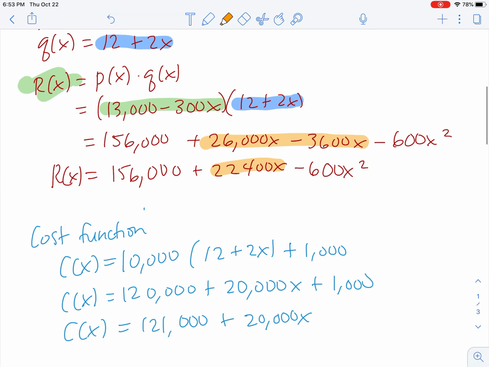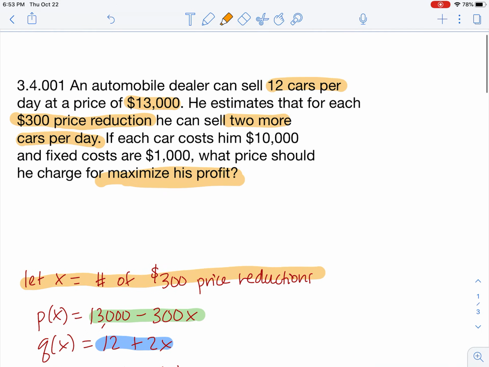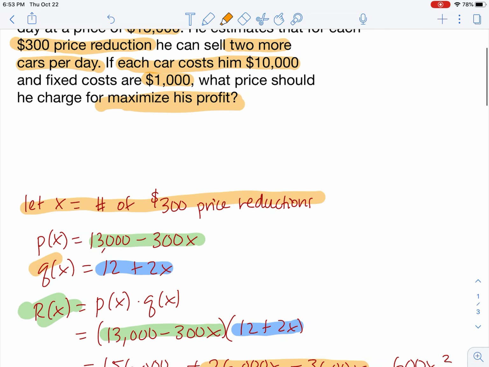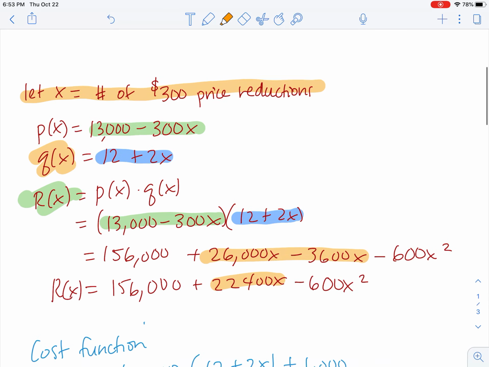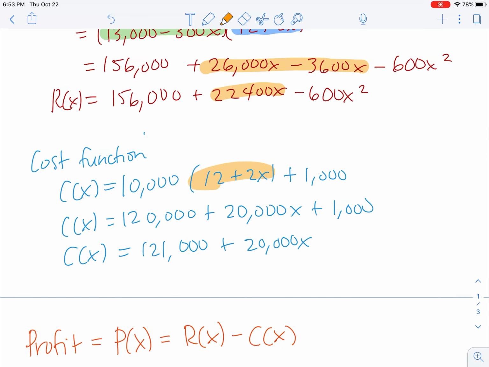So now that we've found revenue, in order to maximize profit, we also have to find the cost. So it says in the problem that each car costs $10,000, and there's a fixed cost of $1,000. So what we have to do is we have to multiply $10,000 times the quantity, because it's $10,000 for each car. So $10,000 times the quantity, 12 plus 2x, plus the fixed cost of $1,000.